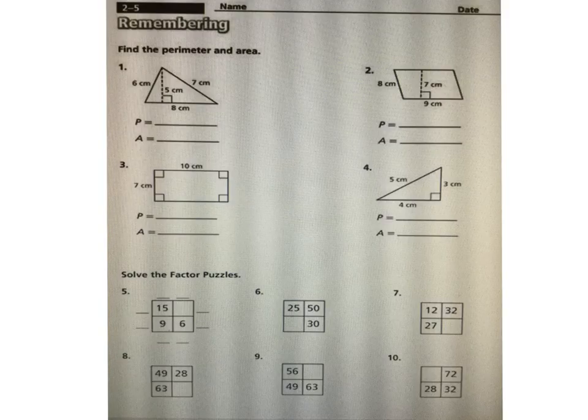Remembering 2-5. Okay, 4 perimeter and area problems. Remember the difference between parallelograms and triangles. And then 6 factor puzzles. Good luck. Make sure you have your assignment done and ready to correct on Tuesday morning.